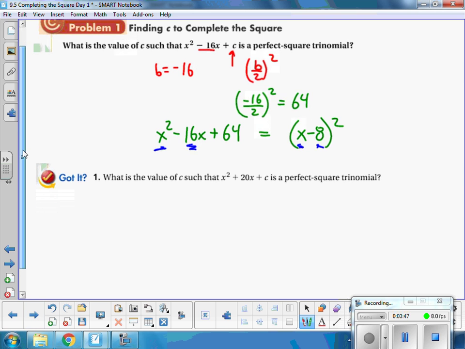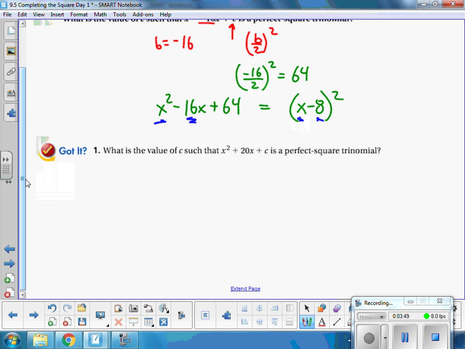All right, why don't you try it out? Try to find the c term for x squared plus 20x plus c. Press pause and see how you do.